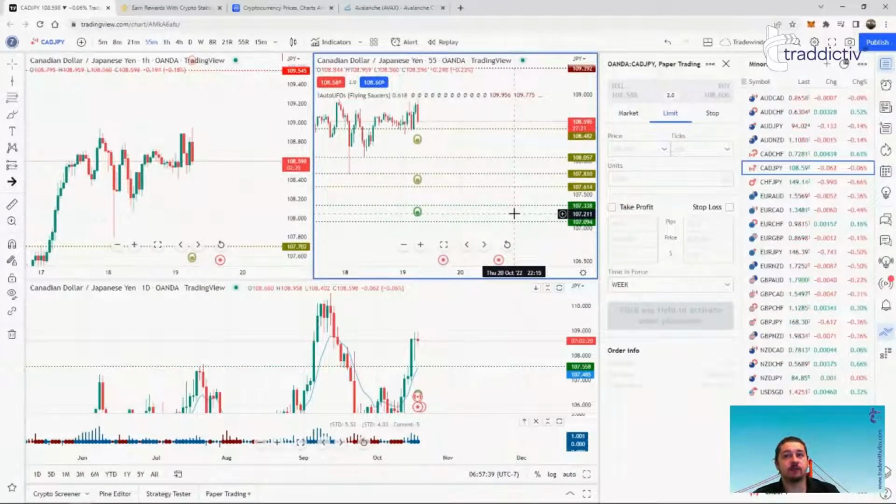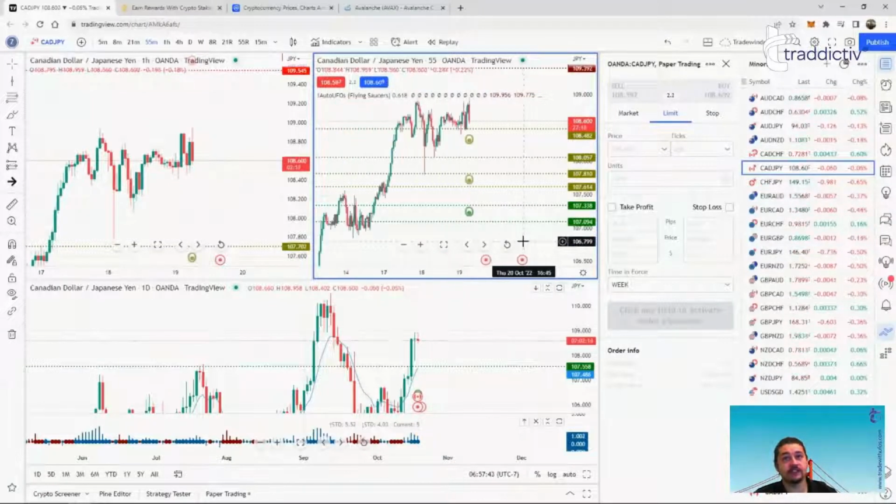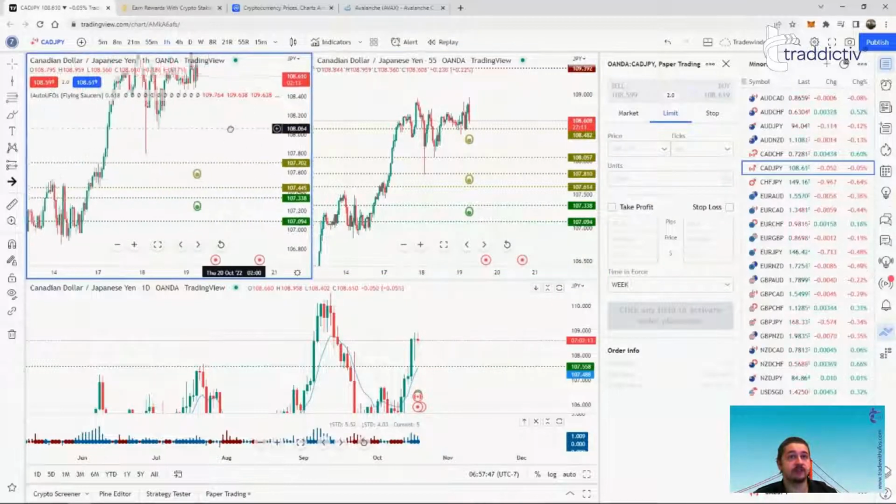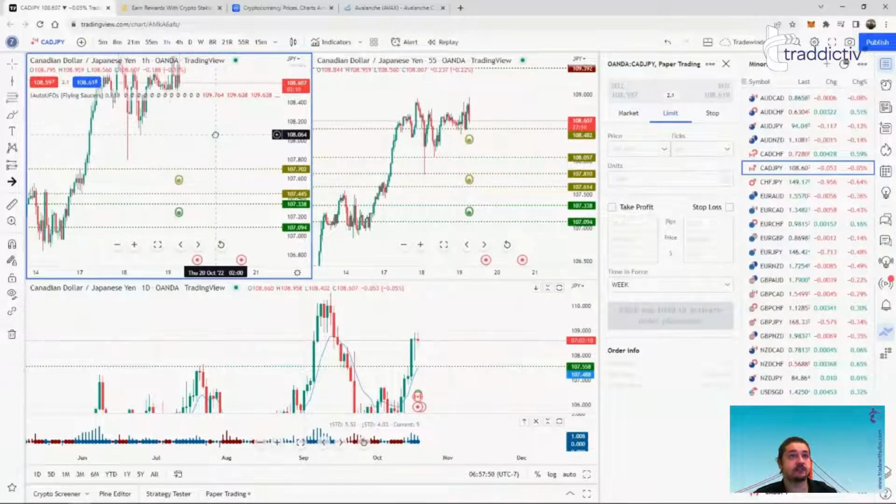So this one down here, 107.338 to 107.094 is actually where this trade would be set up at. And as you see, both the hourly and the 55-minute time frames are both giving us the same UFO. So therefore, that is a decent location to put in a trade.